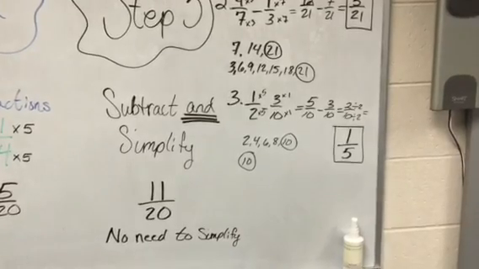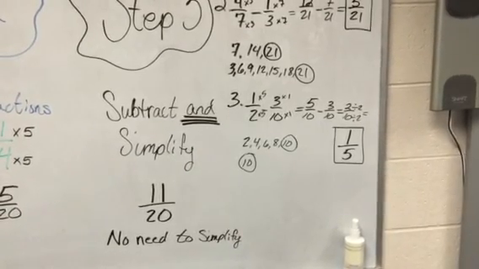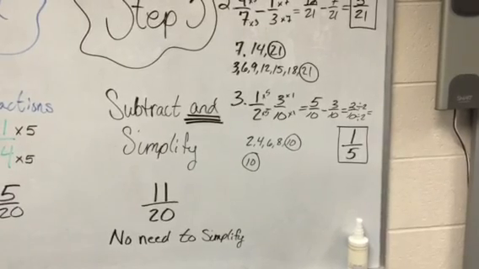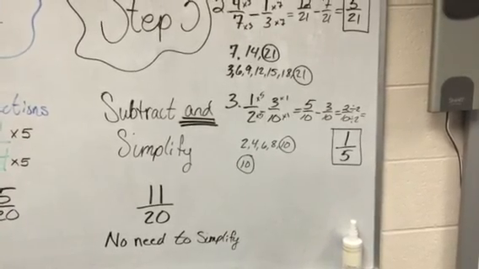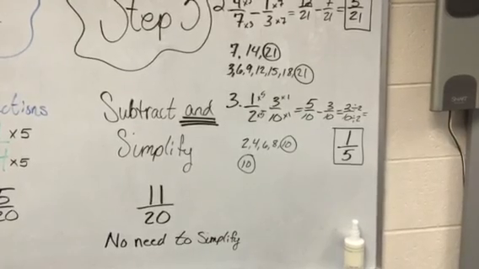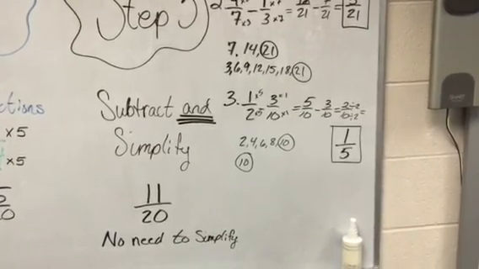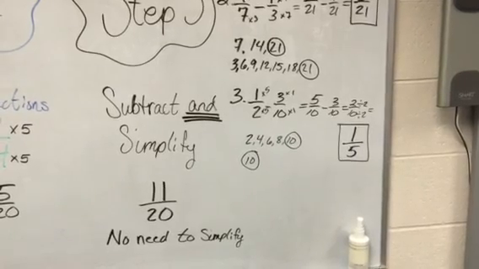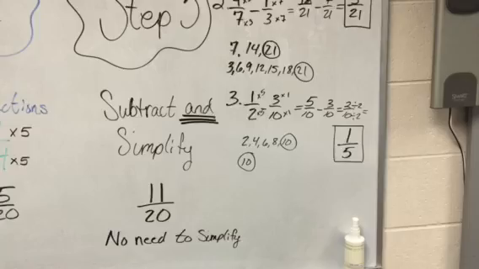Step 3 tells me to subtract and simplify. 5 minus 3 gives me a numerator of 2. I continue with the denominator as 10, so my answer is 2/10. But I notice since both numbers are even, I can divide them by 2. 2 divided by 2 is 1, and 10 divided by 2 is 5. So I get a simplified answer of 1/5.